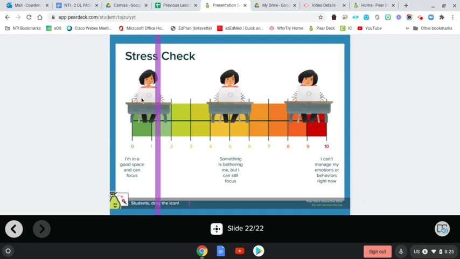Okay, and this last one is a stress check. Where are you on this number line? Are you in green? You're good, you can focus. Somewhere in the middle, kind of bored, kind of struggling, or are you just not on track today?